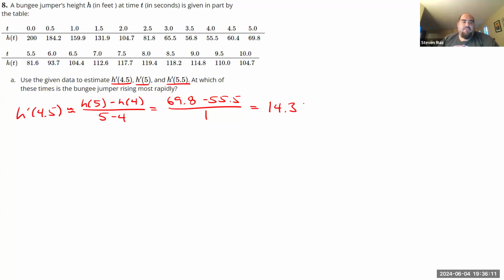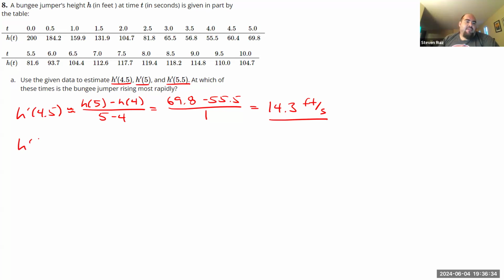What are good units to use? Well, we have h prime of t. So what is h measured in? H is a height, and it's measured in feet. And what is t measured in? T is time, and that is measured in seconds. So our estimate for this first rate is 14.3 feet per second.